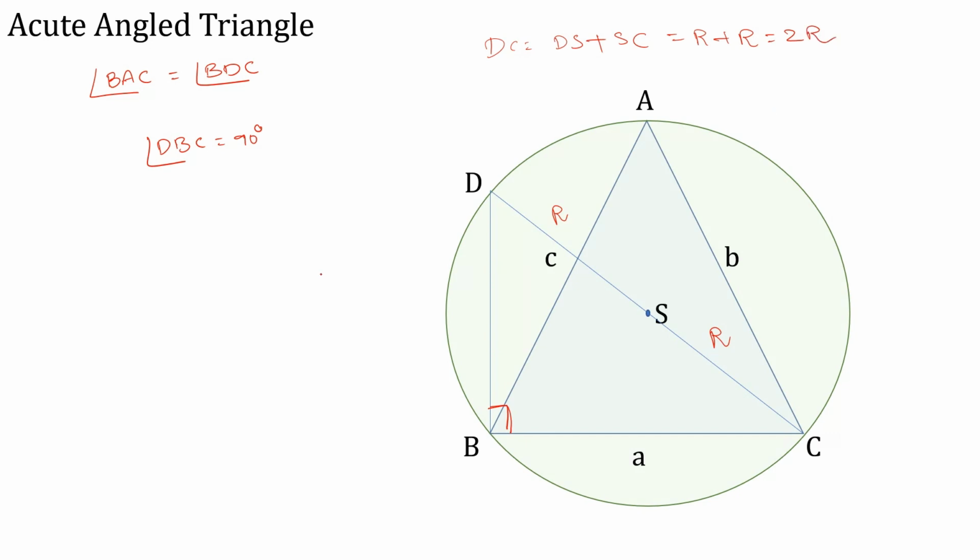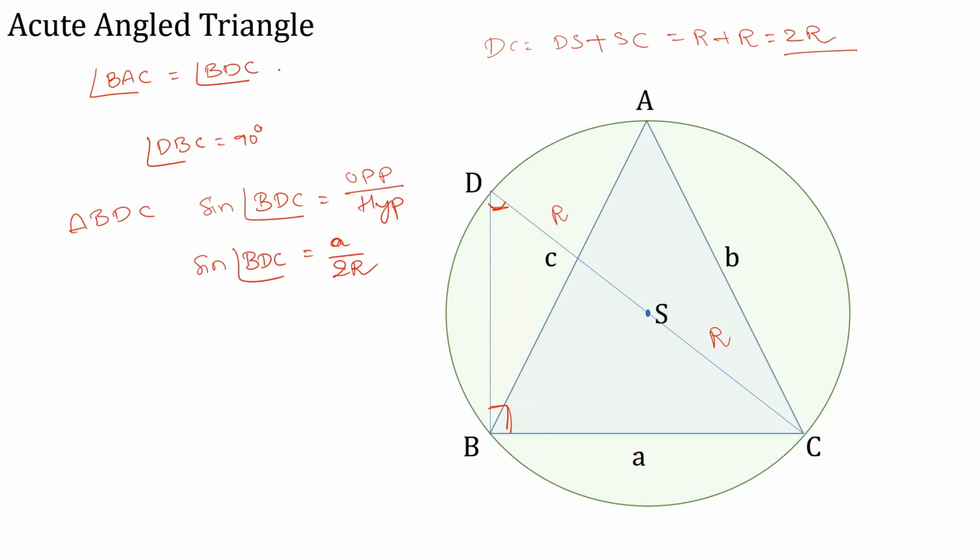So considering this triangle BDC, we are again considering the angle BDC. For that, if we take sine, that is sine of angle BDC, we know that sine of any angle is opposite divided by hypotenuse. Here the side opposite to D is BC, which is nothing but a. So this can be written as a upon the hypotenuse, here DC. But here we know that DC is equal to 2R. So we got sine BDC is a upon 2R.